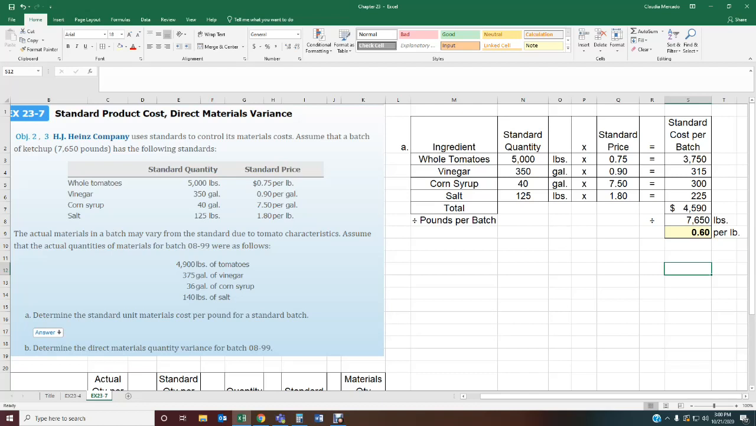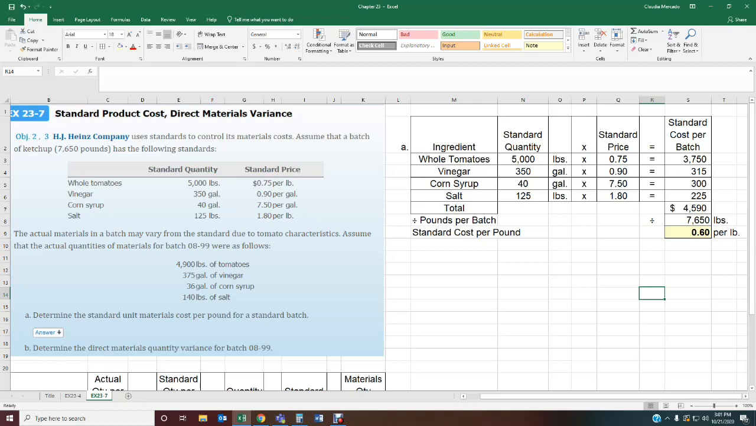So now I know that my standard cost per pound is going to be 60 cents. For every pound, I am expecting to spend 60 cents in ingredients to be able to manufacture that pound of ketchup. Okay? So that is requirement A.